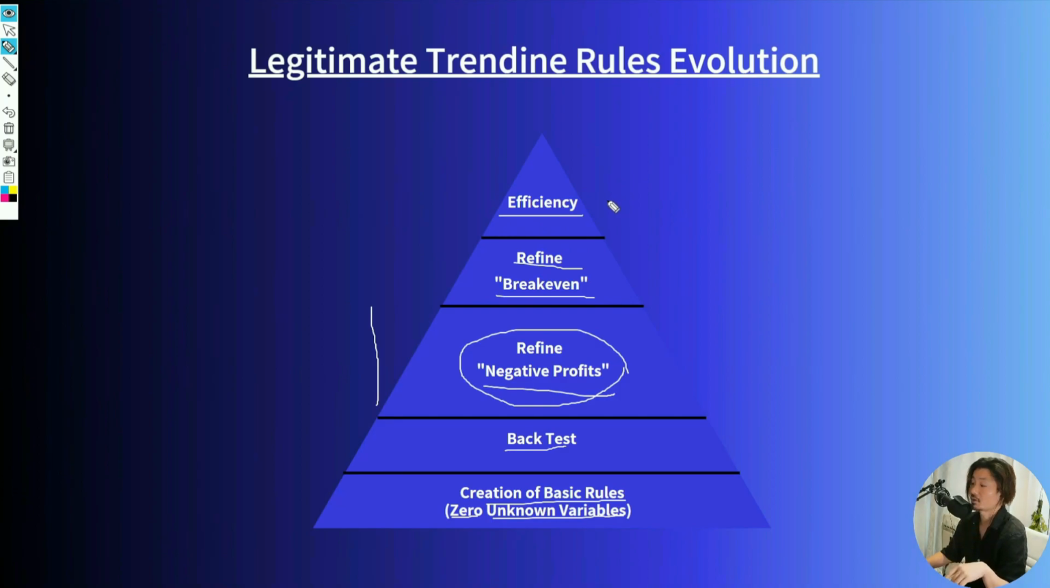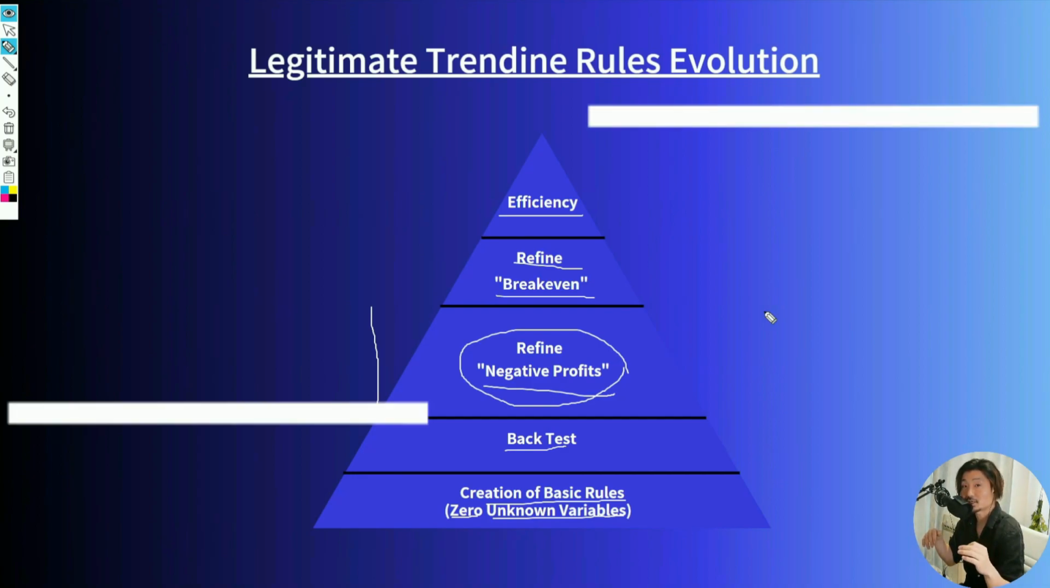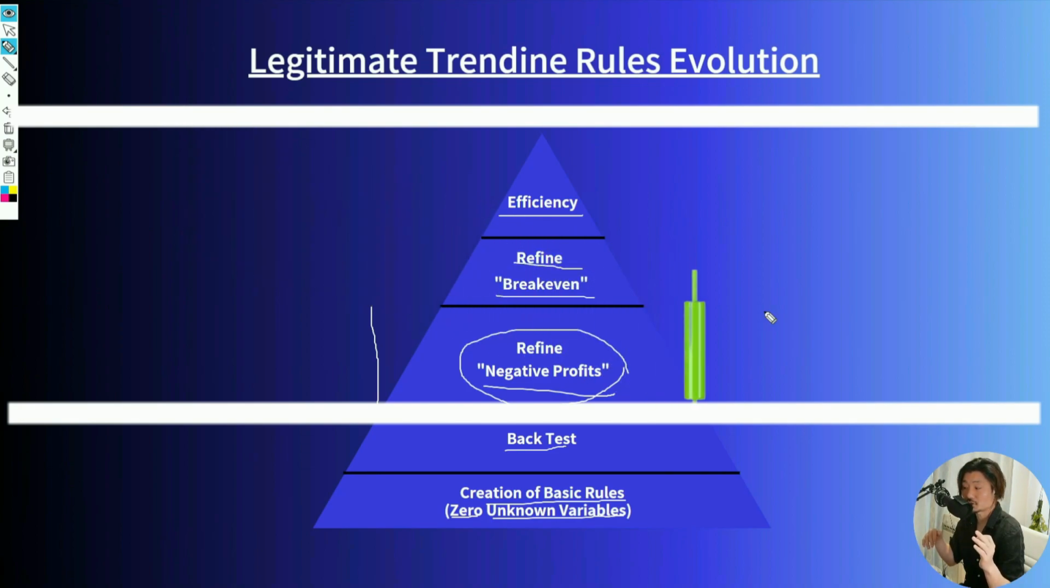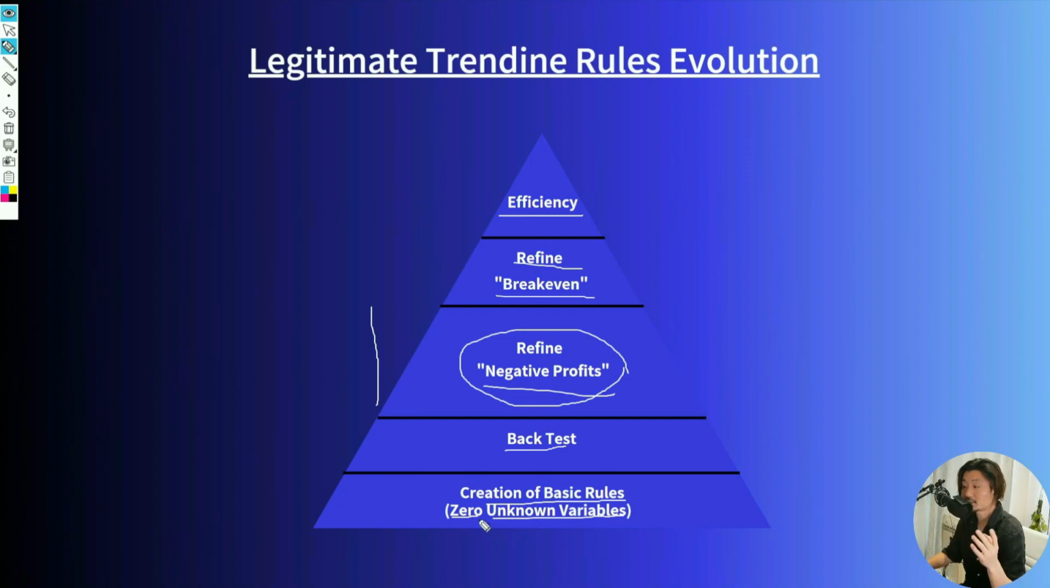Okay, so now let me explain to you the rules that I use to draw legitimate trend lines, specifically horizontal trend lines. Now you could use my rules directly in the creation phase of your basic rules because there are 0 unknown variables to it. Okay, but of course, you could use my rules as a bedrock and then tweak it to your liking. Okay, so that's up to you guys. All right, so let's look into that.